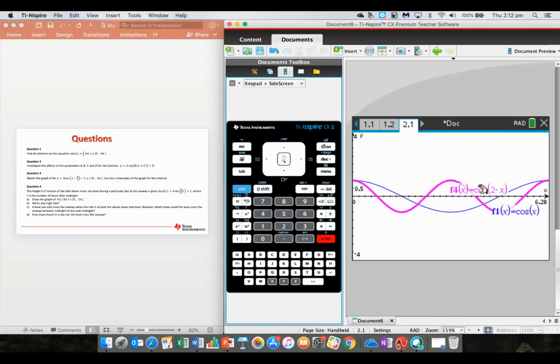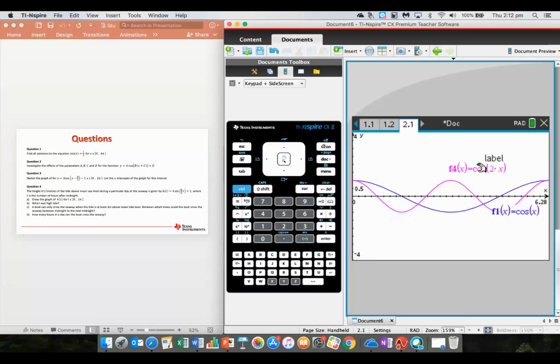So what happens now is we can see that the effect of b is to change the number of cycles I see within that initial 2 pi domain. So b really tells us something about the period of this graph. In the first case, the blue graph, we see one cycle within the 2 pi, but for the second graph, cos 2x, we have 2 cycles within the given domain.